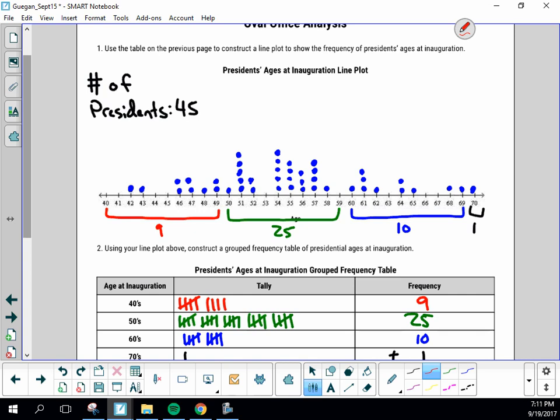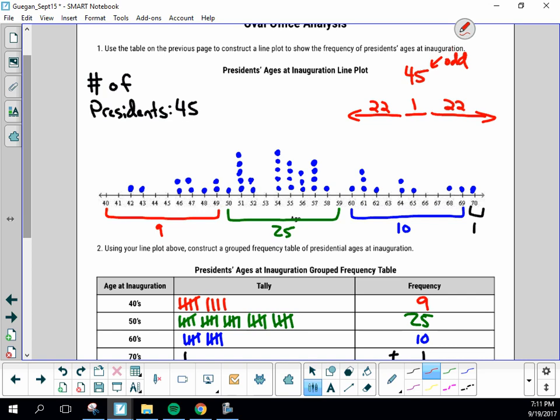We have 45 total presidents. Since that is an odd number, 45 is an odd number, that means we know one value will be used for the median, and then the rest of the values will be used for the left side of the median and the right side of the median. If one value is used for the median, then that leaves 22 on one side and 22 on the other side of it. Okay?